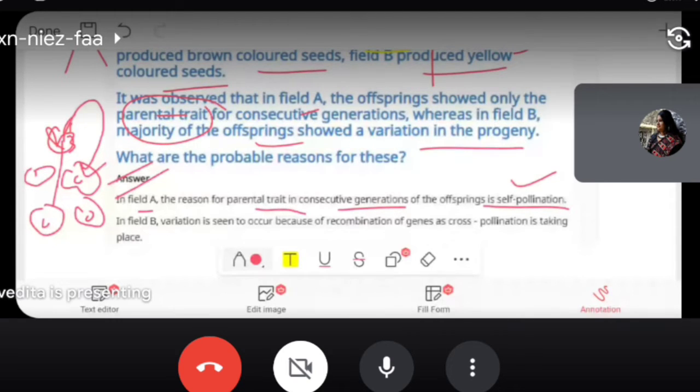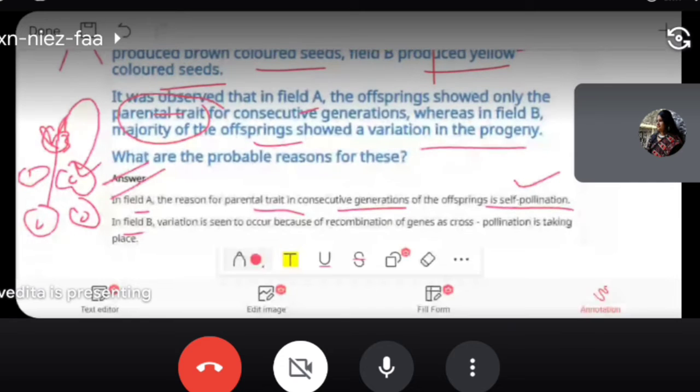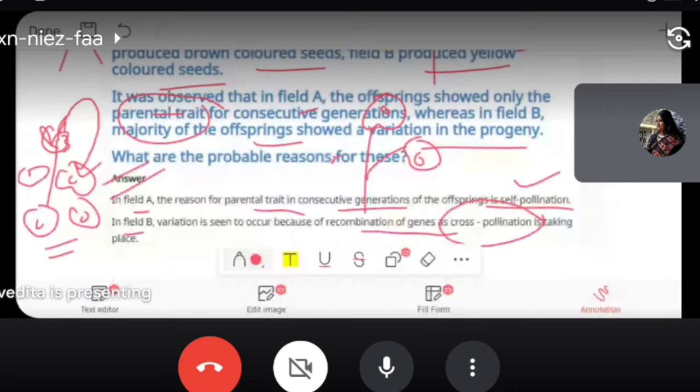Okay, and in case of field B, variation is seen to occur because of recombination of genes. That means cross-pollination is taking place. Means if it is one plant, in this area there can be another plant where different flowers are there. So the pollen will go from this plant to this plant. So here cross-pollination is being done. That's why some different characteristics are coming in field B.